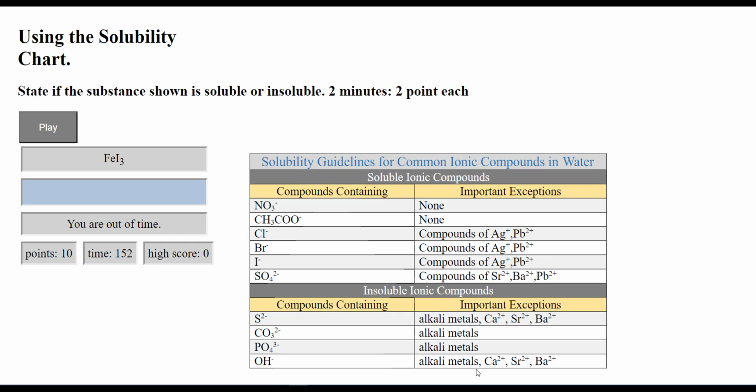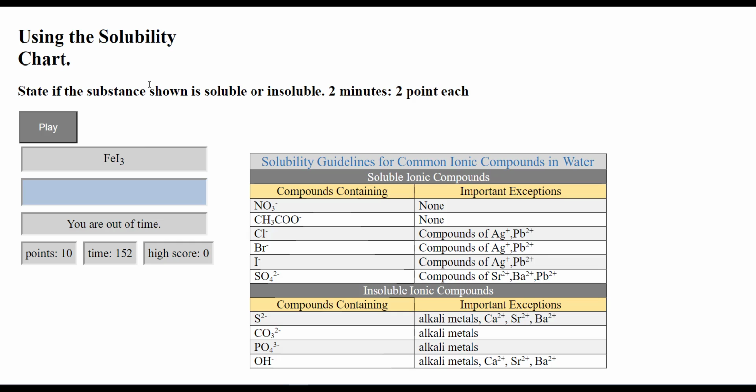So this chart, it's easy to get confused. These over here, these negative ions, tend to be soluble, but there's some exceptions on the other side. These here tend not to be soluble, but there's some exceptions on the other side. So when you see the exceptions here, we're talking about what is soluble. When you see the exceptions here, we're talking about what's insoluble. That's that. Now let's go ahead and try a few of these.